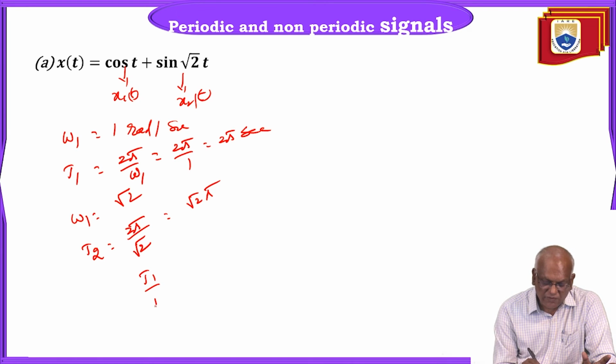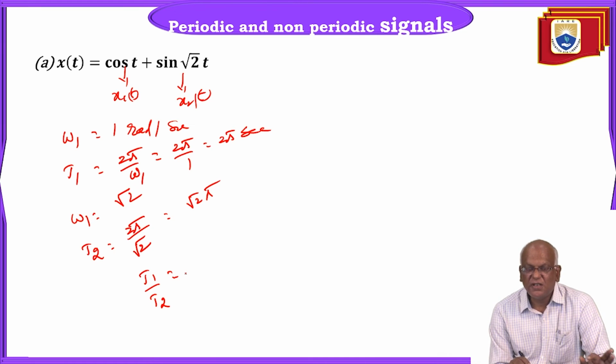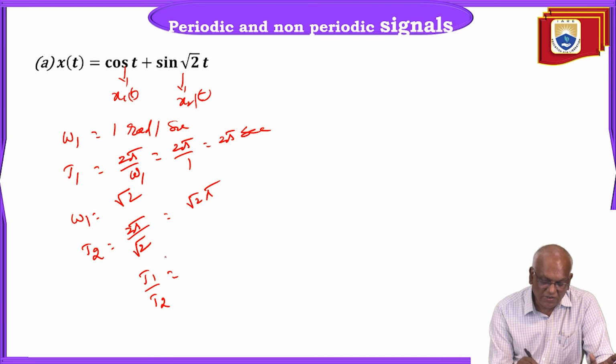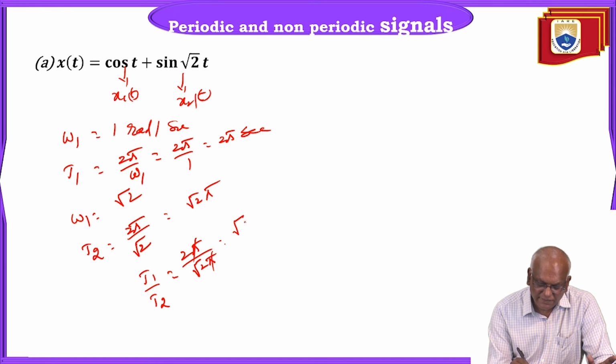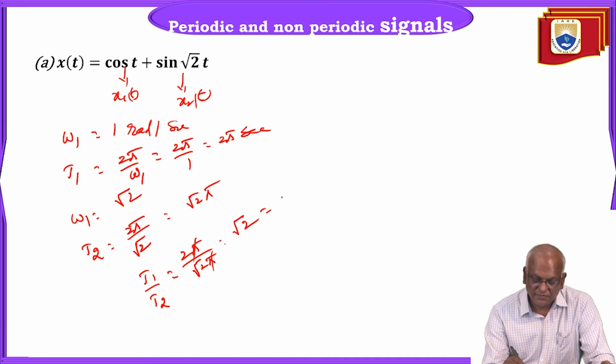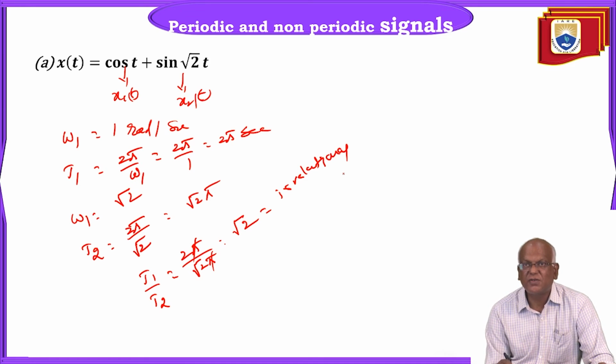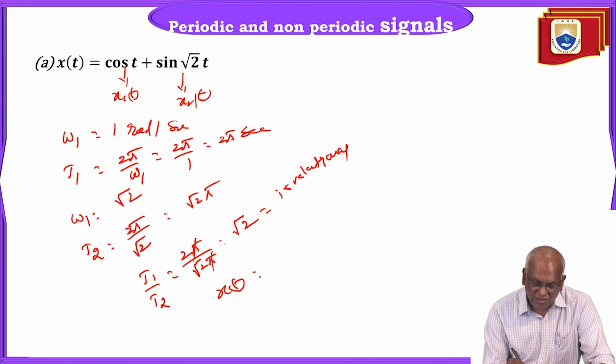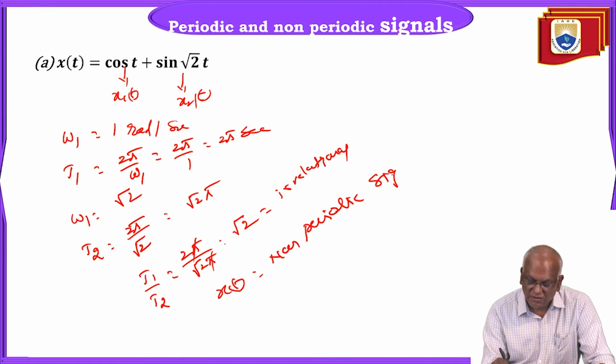Now, to find out whether the given signal is periodic or not, suppose I find T1 by T2 equal to a rational number, then the signal is a periodic signal. If it is an irrational number, the signal is not a periodic signal. But what are the T1 and T2 values? T1 is 2 pi and T2 is root 2 pi. Pi will be cancelled, and we get root 2. So the ratio is an irrational number, and so the x(t) signal is a non-periodic signal.